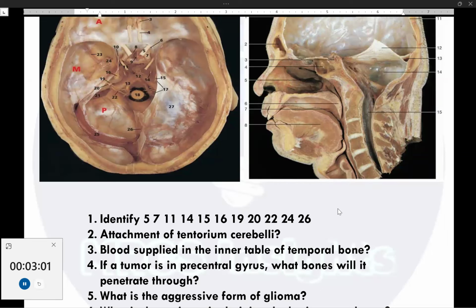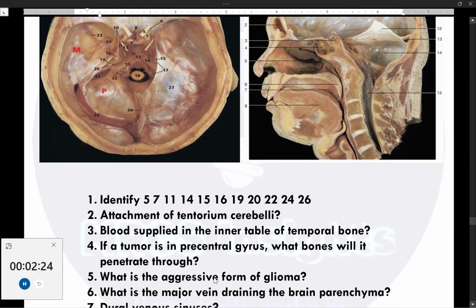And the outer table of the skull receives blood supply from the vessels that supply the skin of the skull. So basically, the inner table of the temporal bone, or of any skull bone, is related with the same blood supply as the meninges in that area. So in case of temporal bone, the inner table is supplied by the middle meningeal artery. So if a tumor is in this precentral gyrus, what bone will it penetrate through?